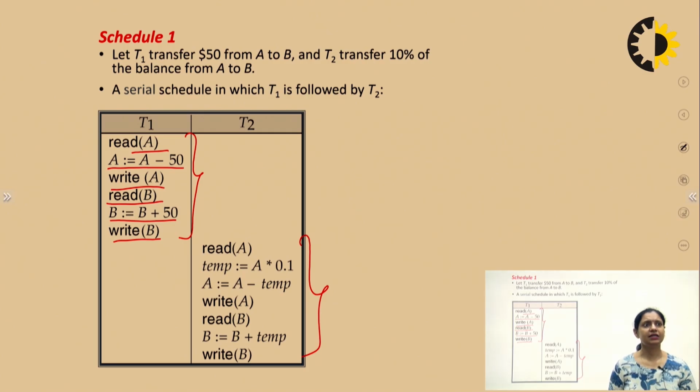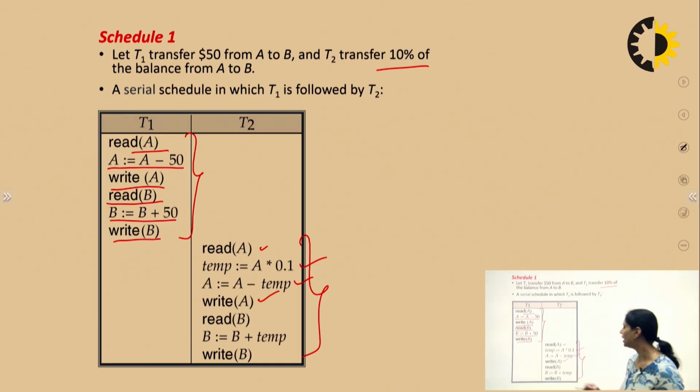This is followed by transaction T2, which has to transfer 10% of the balance from A to B. In that case, it would read A, reading the amount from account A. It finds 10% of that amount in a temp variable and deducts that amount, so that we get the 10% of the amount in account A to be transferred to another account.